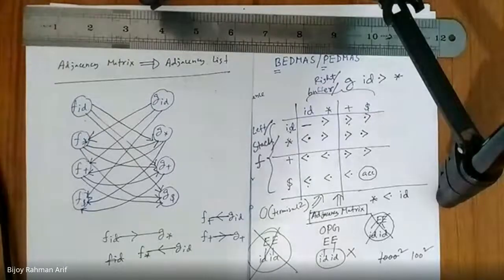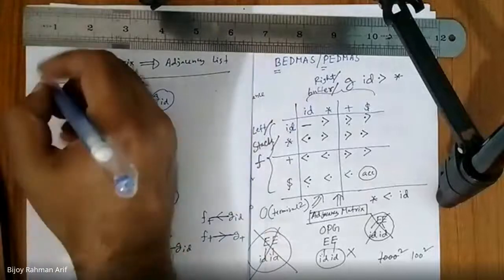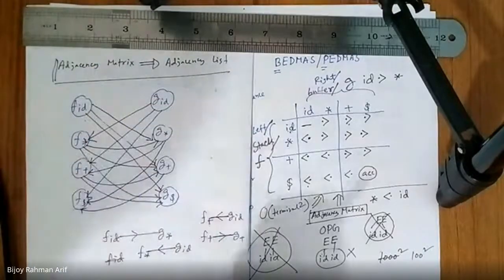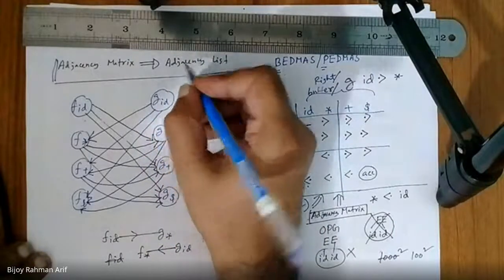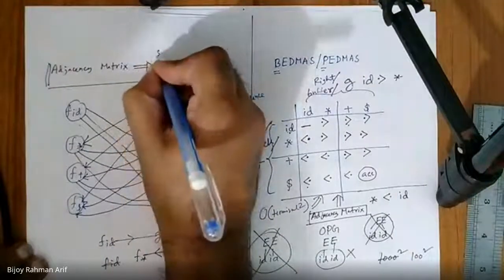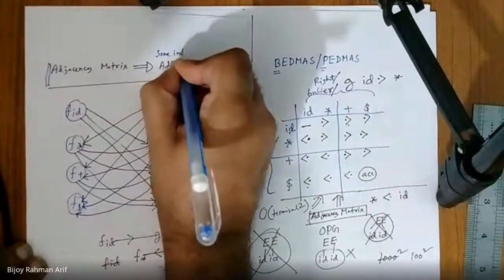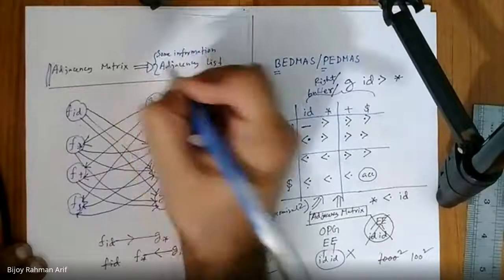Now what? Now we are converting this one. Actually, not a completely adjacency list, just some information of the adjacency list. We do not need all of it; getting some information is enough.